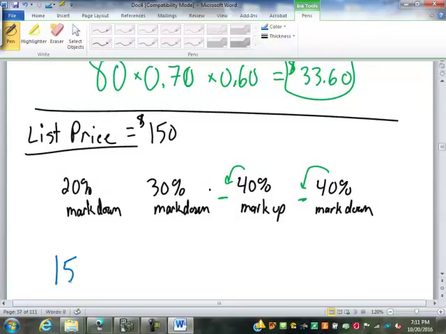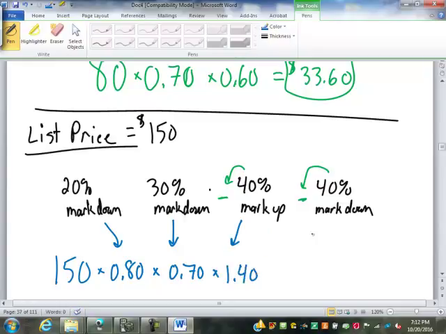We have our original price of $150. A 20% markdown means we're going to multiply it by 0.8, 80%. The complement of the 20% markdown. Now the 30% markdown means we're going to further multiply by 0.7, 70%. What do we do for the 40%? Careful. There it is. 1.40.